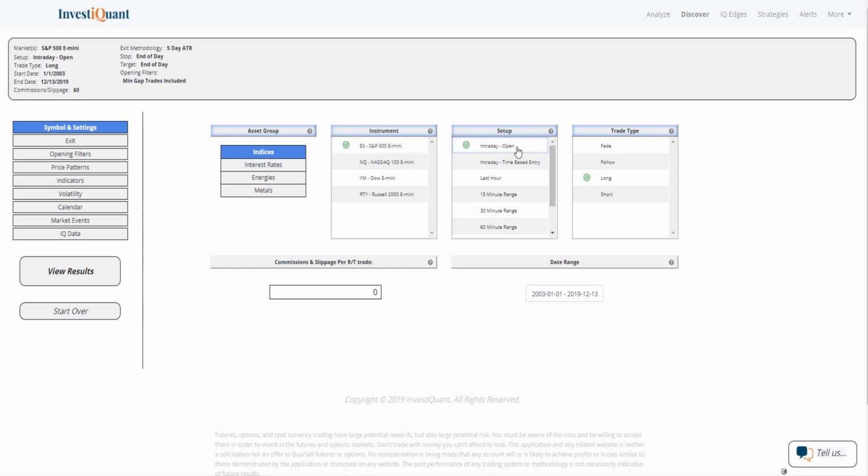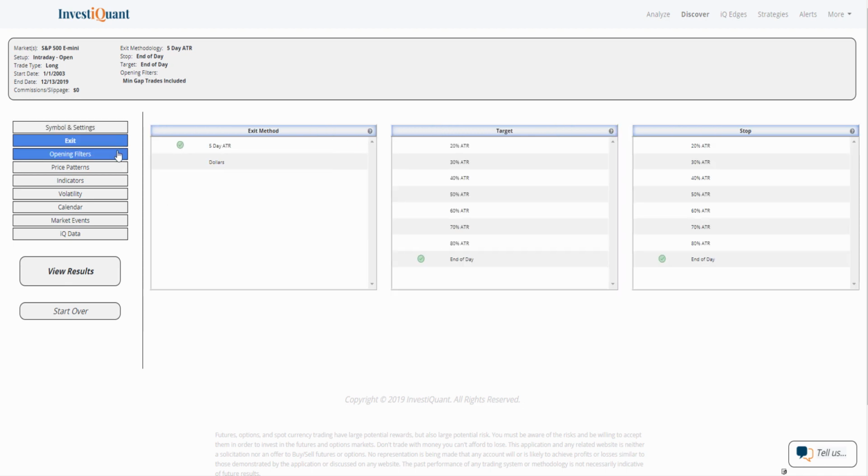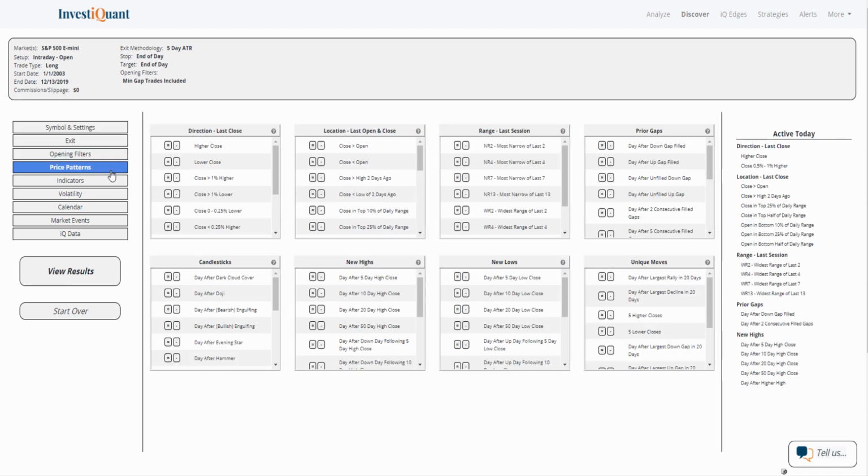I've got the intraday open and a long for the trade type here. The exit is set to end of day. And the price pattern that I'm going to put in here is day after a 50-day high close. So just click equals there.